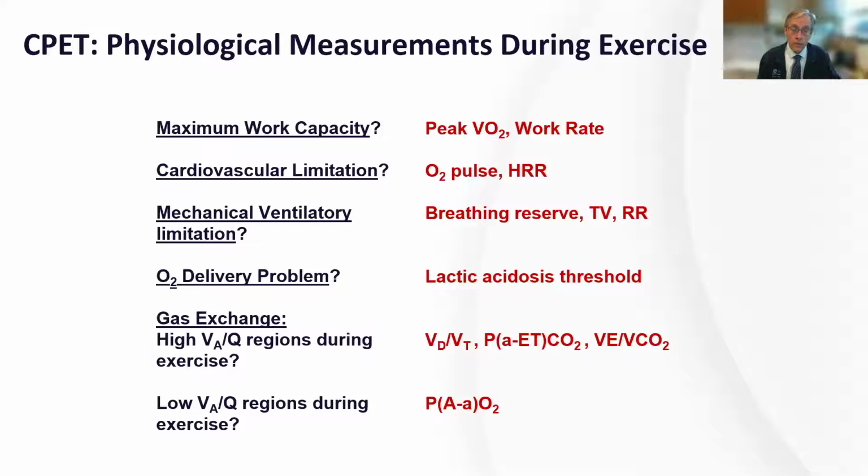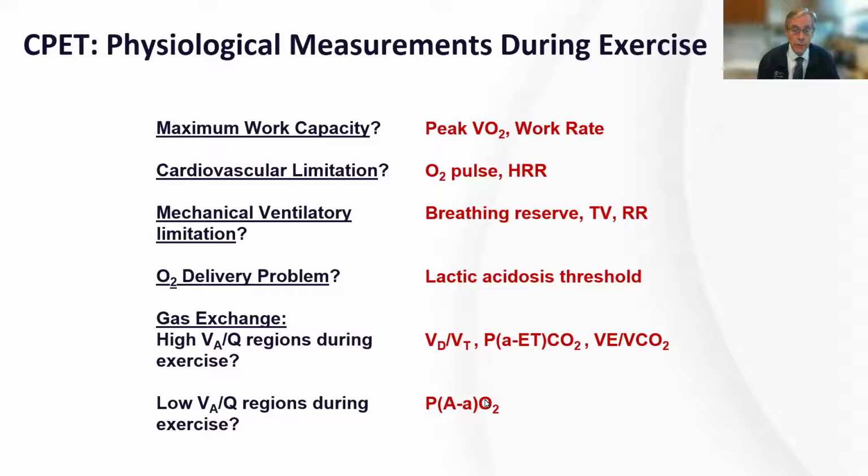And then you're looking for high and low VA/Q. So high VA/Q means a lot of ventilation relative to perfusion, and that's seen in heart failure, pulmonary hypertension, those kinds of things. The VD/VT is a good marker of that if you have an invasive test, as well as the arterial minus end tidal, or you can use transcutaneous, which I'm going to show you a little bit later. And then the ventilatory equivalent would be very high, so a lot of ventilation relative to a liter of CO2 output. Low VA/Q means that there's shunting going on, and that usually presents in a large A-a difference during exercise.